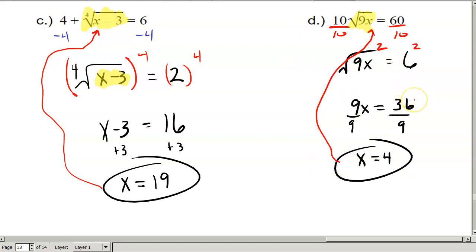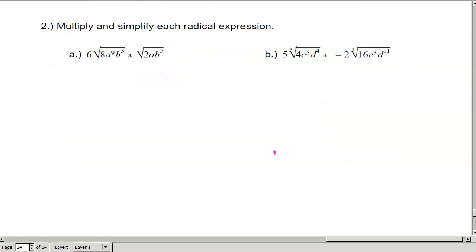And that again is going to be fine. No extraneous solutions there. All right, keep it going. Number 2, it says multiply and simplify each radical expression.